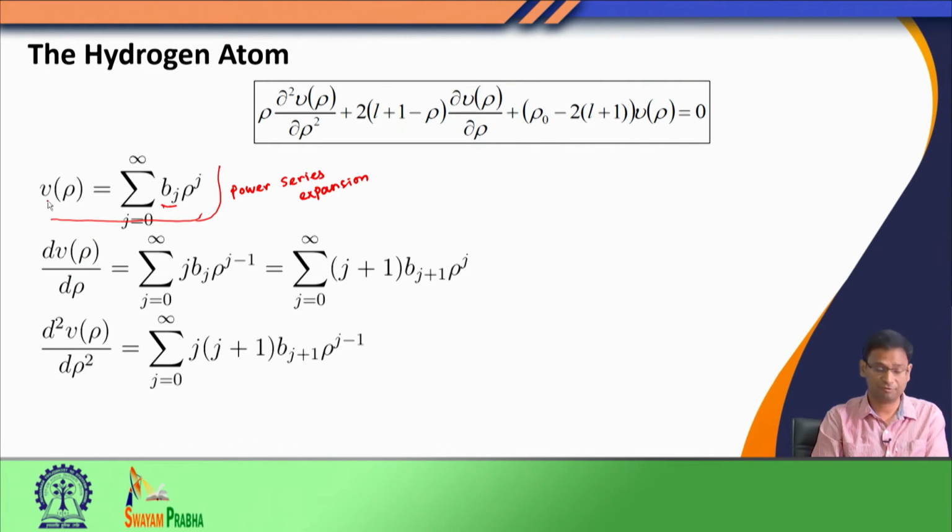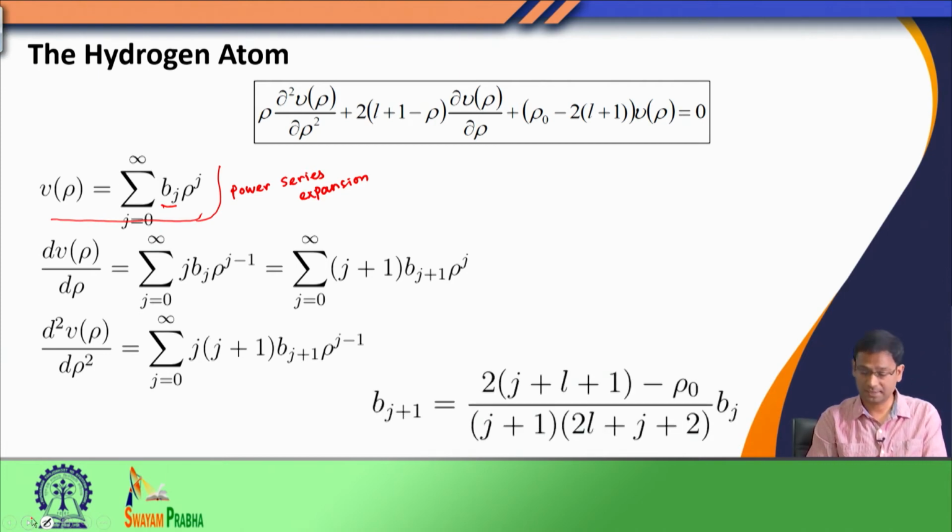Once we have defined v of rho, we have also defined the first derivative and the second derivative. You see, we obtained this because our differential equation has a second order term, a first order term, and v of rho. Now, we can use these terms in this equation. When we do this, the outcome of this exercise would be this, where we would be able to express B corresponding to j plus 1 in terms of B j. This relation is called the recursion relation.